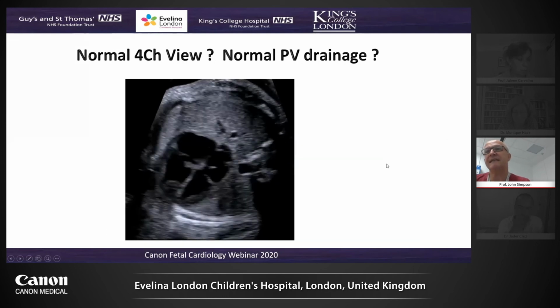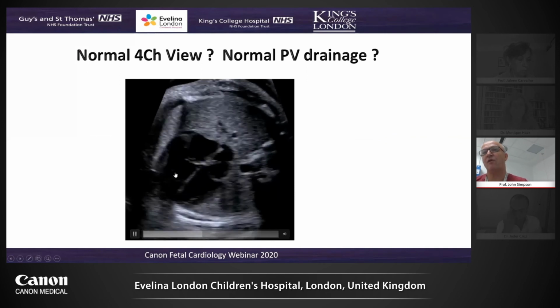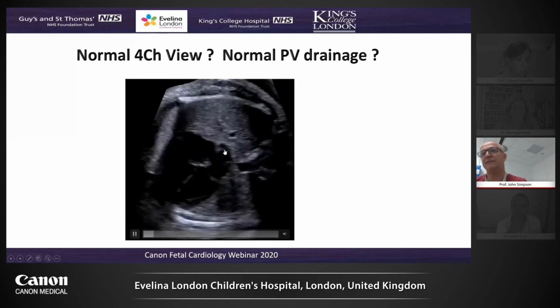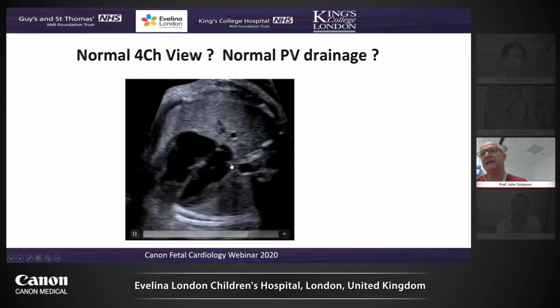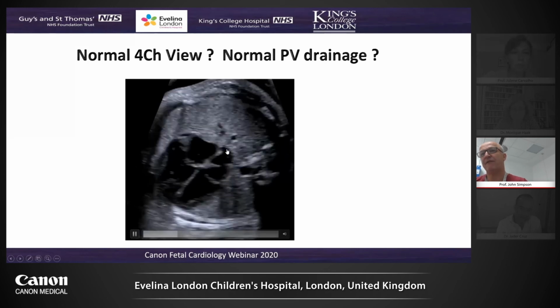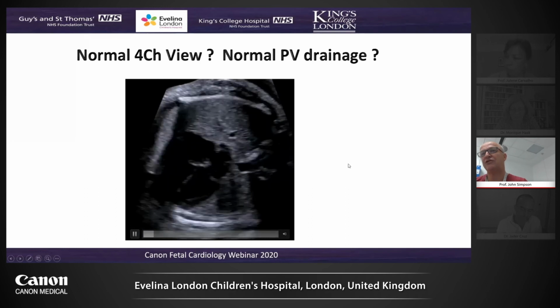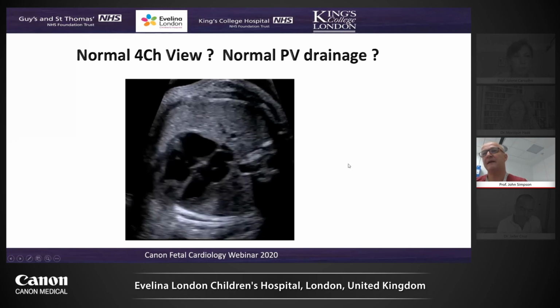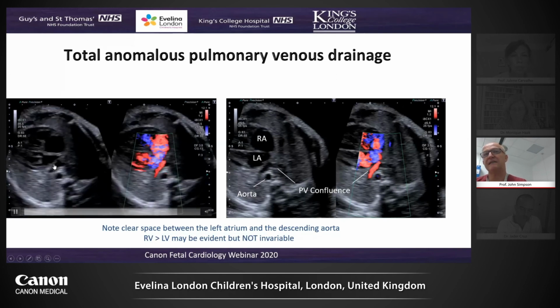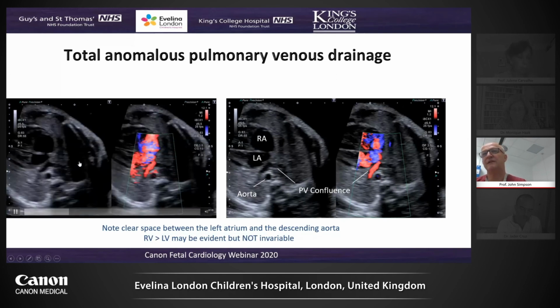So what about this example? On first glance, you might say this looks normal, but have a very close look at the back of the atrium here. And this is a slightly unusual appearance here at the back. It looks like there might be a further chamber behind the atrial mass. And this is where I think really the combination of color and cross-sectional imaging comes into its own.